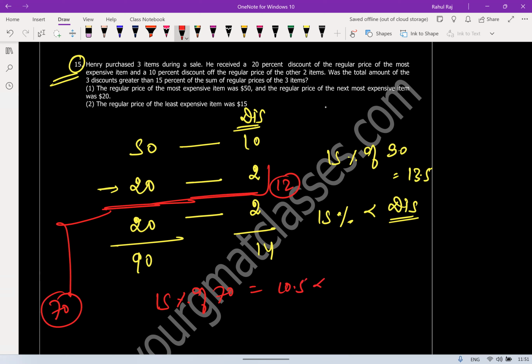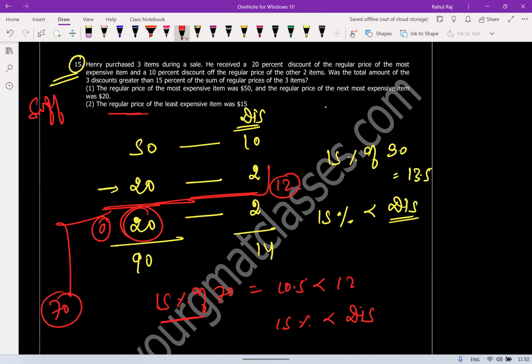10.5, which is less than 12. So in this case also 15% is less than the discount. So when I've assumed the third item price to be maximum, that is $20, and the third item price to be minimum, that is $0, in both the cases, I see 15% is less than the discount. Agreed? So in all the other cases, 15% will always be less than the discount. Simple logic. So first one is sufficient.